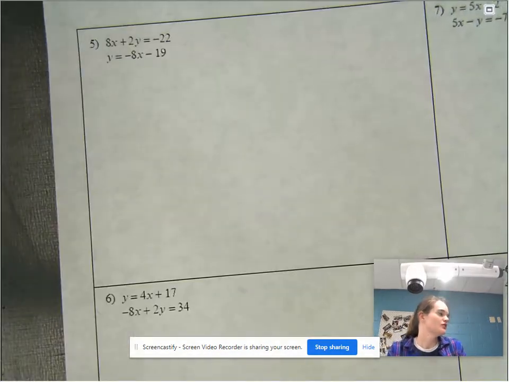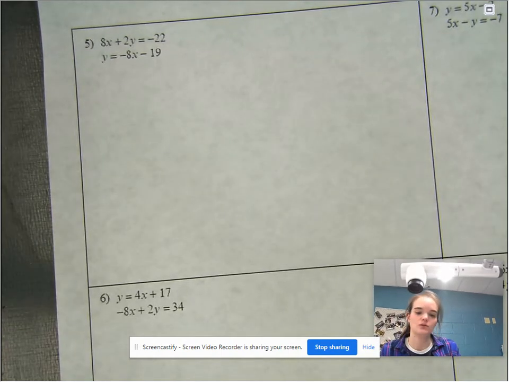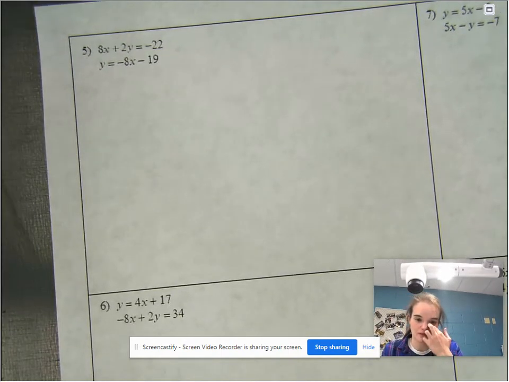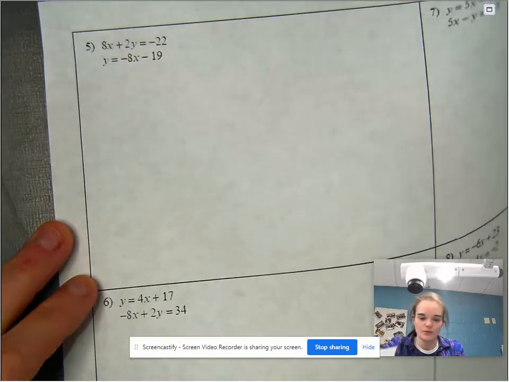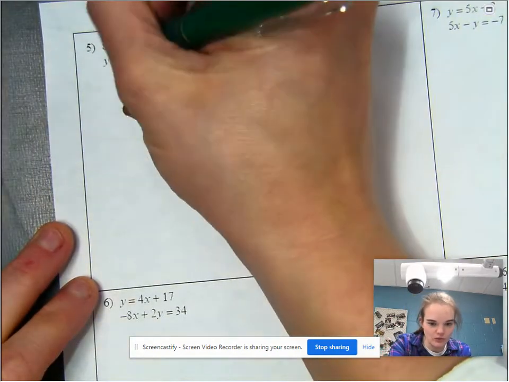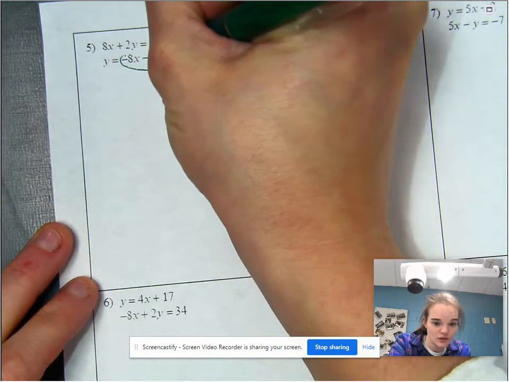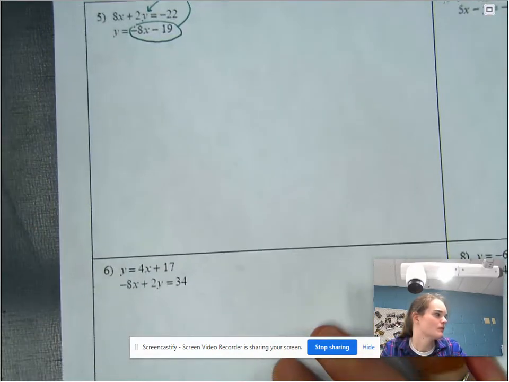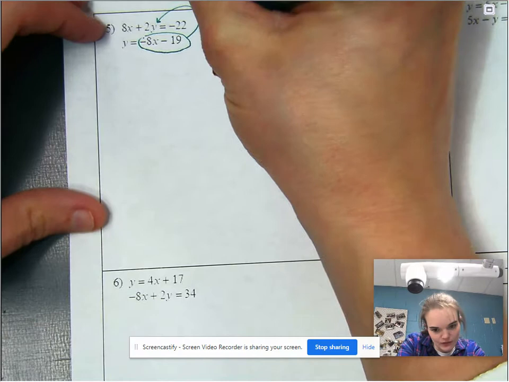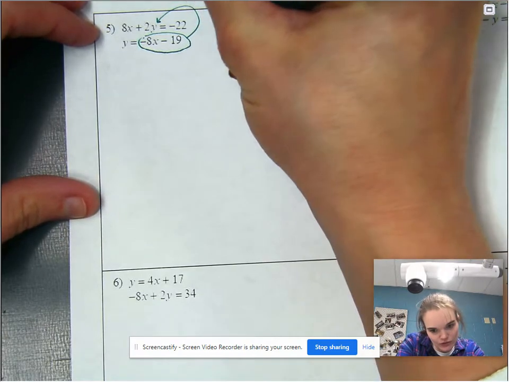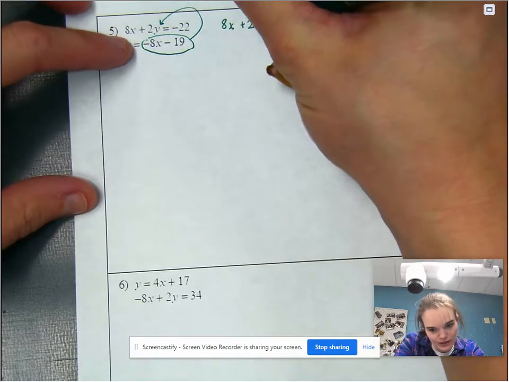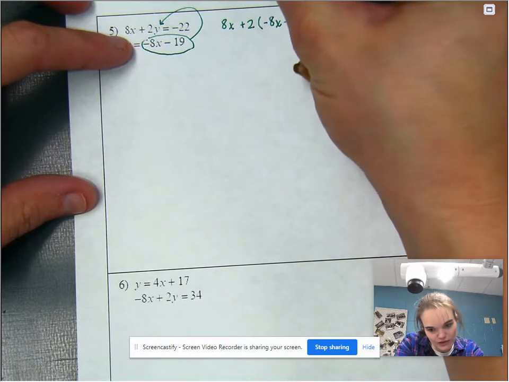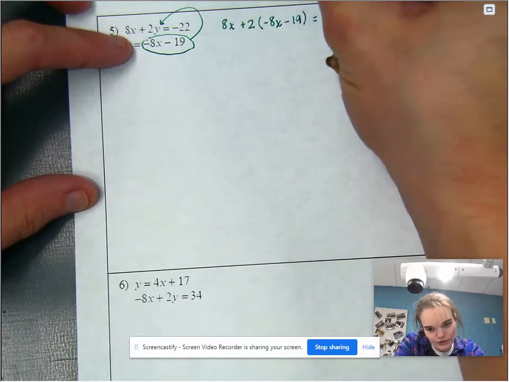Okay. So we're still just substituting, nothing new. So let's start with number 5. We're going to substitute. We're going to circle the one that has y equals. Plug that in where we see y. Okay, so we'll have 8x plus 2, and in parentheses we'll have negative 8x minus 19. Close it, equals negative 22.